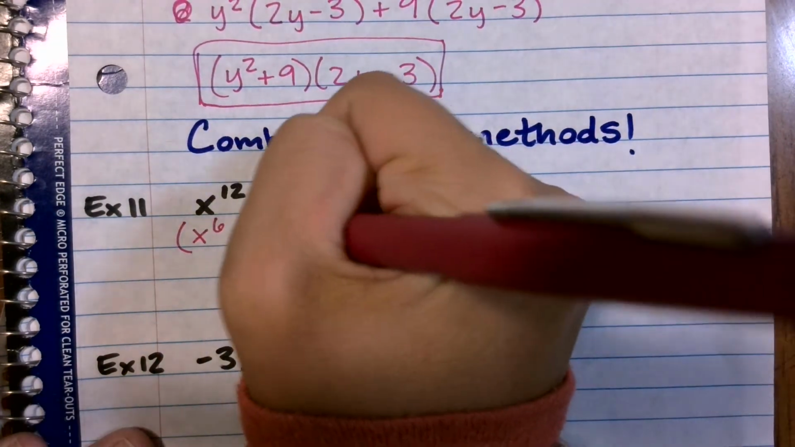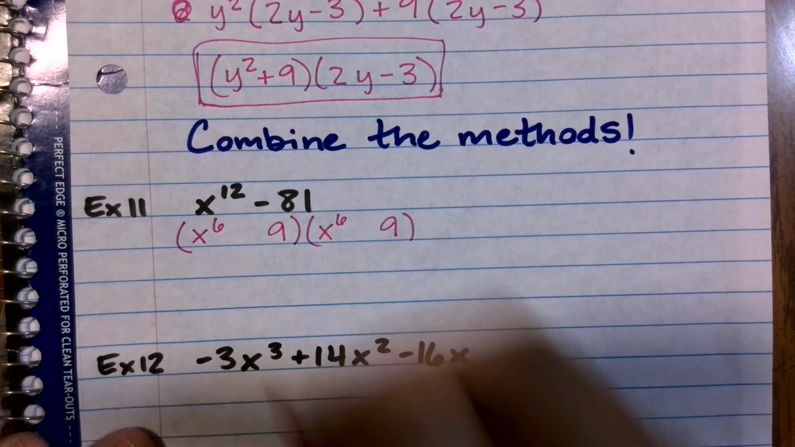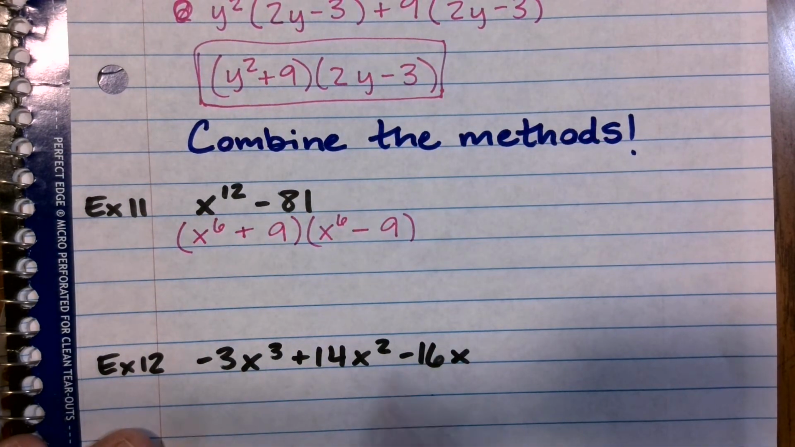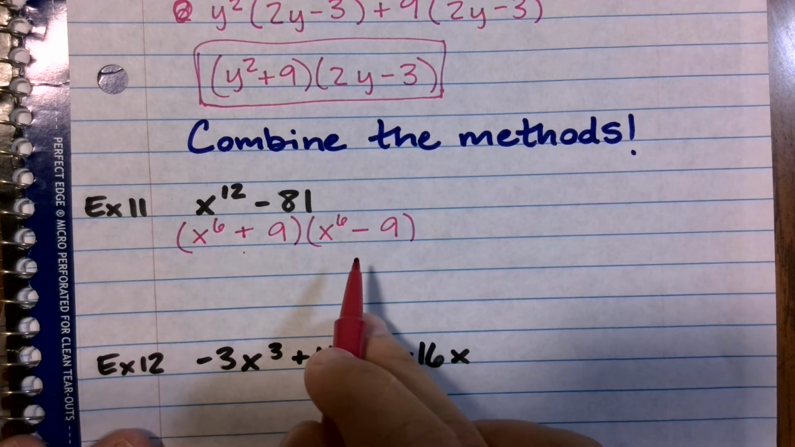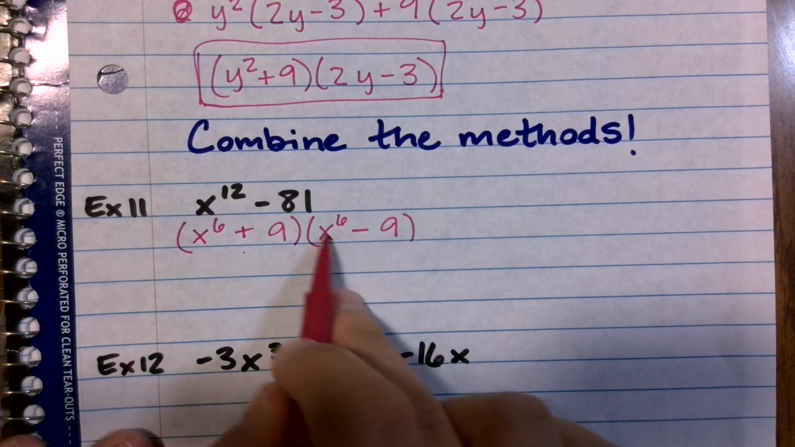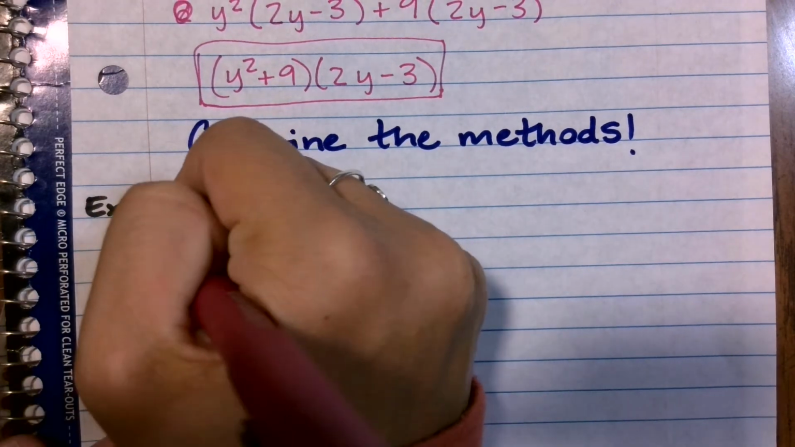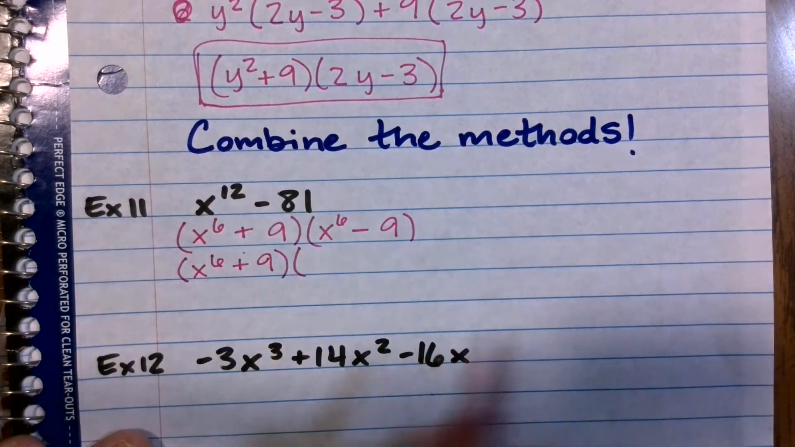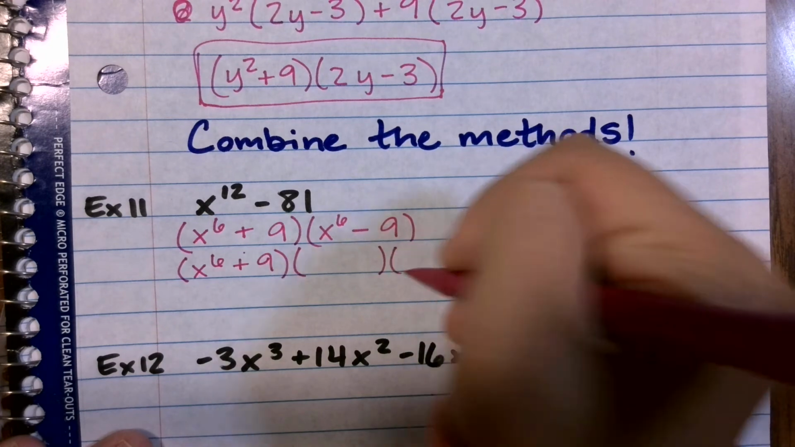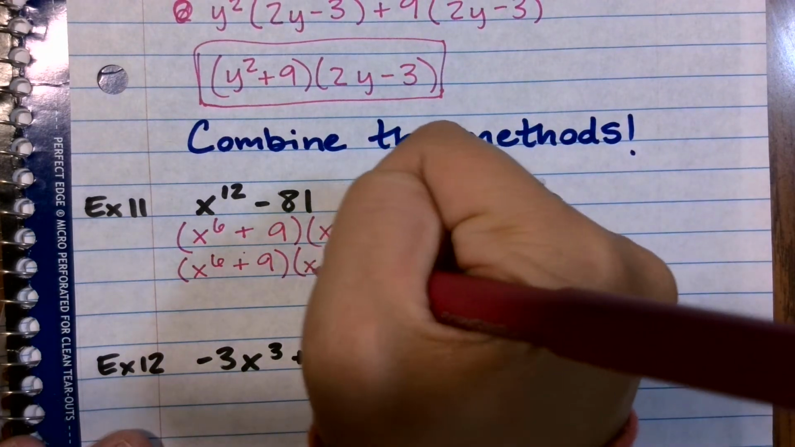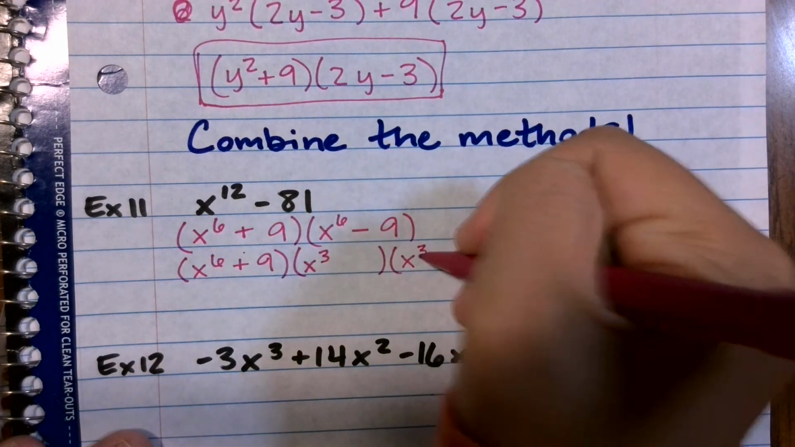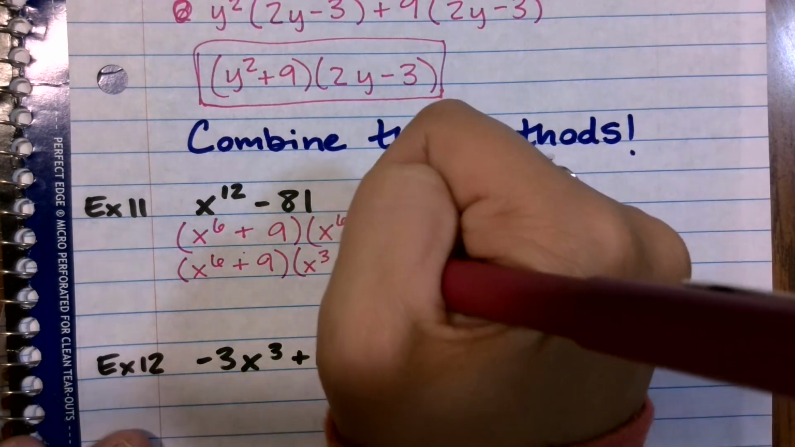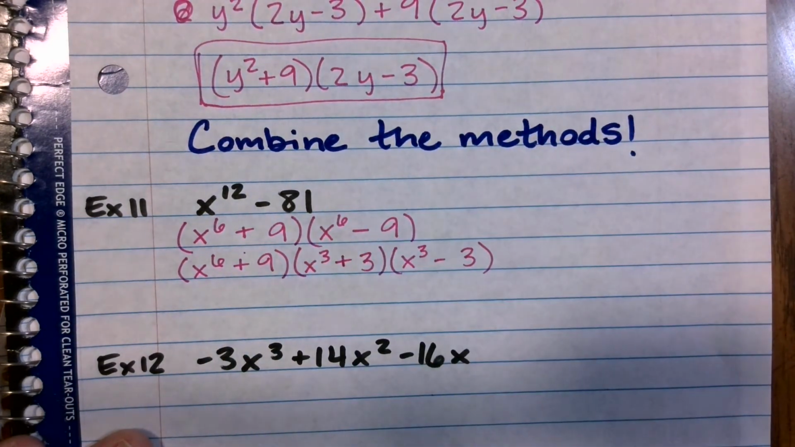My square root of 81 is 9. I get a plus and a minus. And here's where I want to pause and see if I can keep going with one of these, and this ends up being another difference of squares. So I'll leave the first factor, but the second factor I can go ahead and take the square root of my first term, the square root of my second term, and then one gets a plus, one gets a minus. So now we're done.